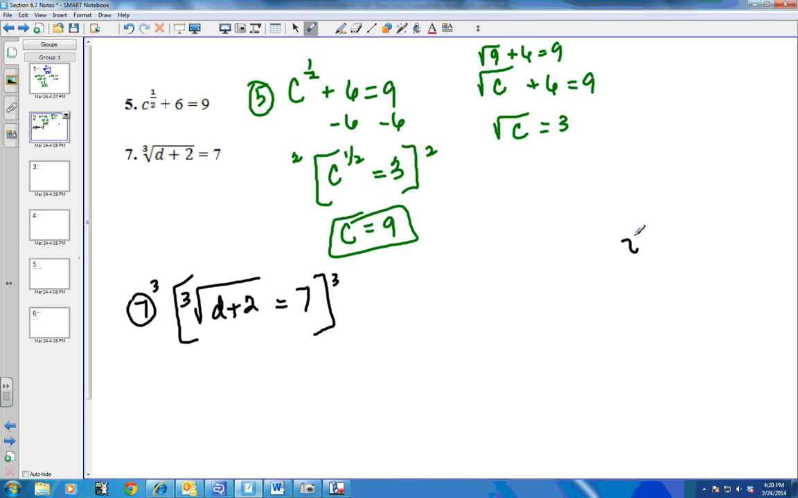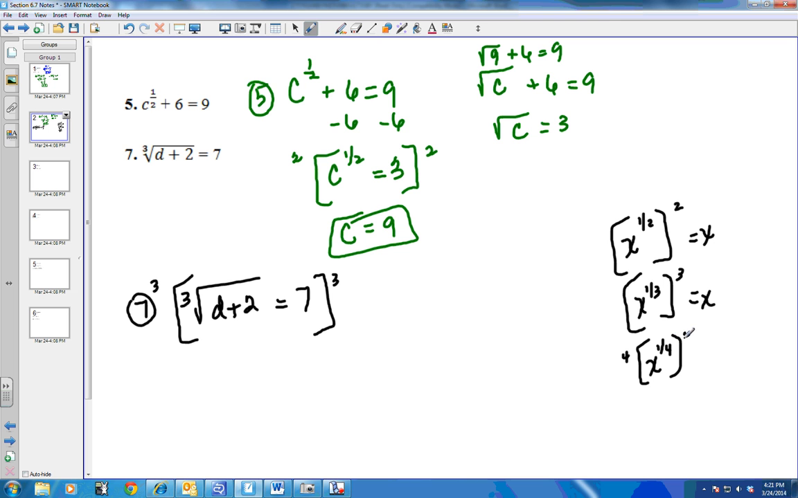Okay, so think about it. If I have x to the 1/2, to get x, I would square both sides. If I have x to the 1/3, I would cube both sides to get x. Just like if I have x to the 1/4, I would raise each side to the 4th power. Okay, so that's what I did here.